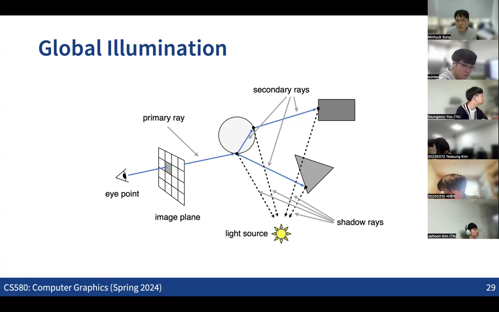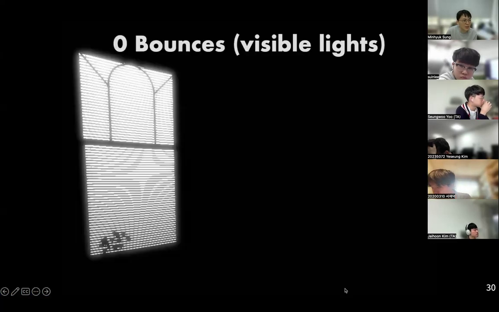But before we see the ideas for calculating all this, let's first see some examples. This is the case with zero bounces, which means no reflection over the surface. We only care about the information directly coming from the light source, so we can only see the light source in this case. We only care about the light emission.